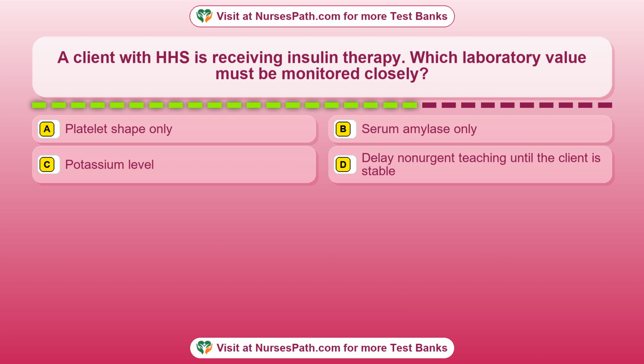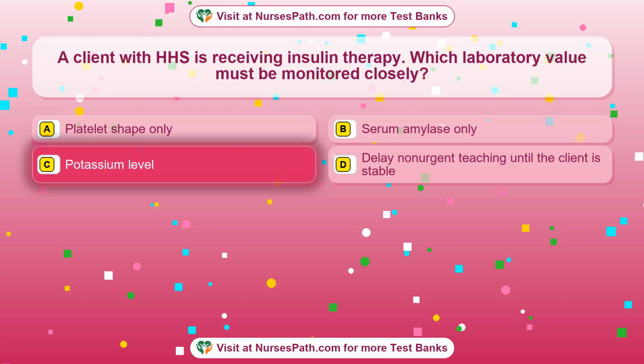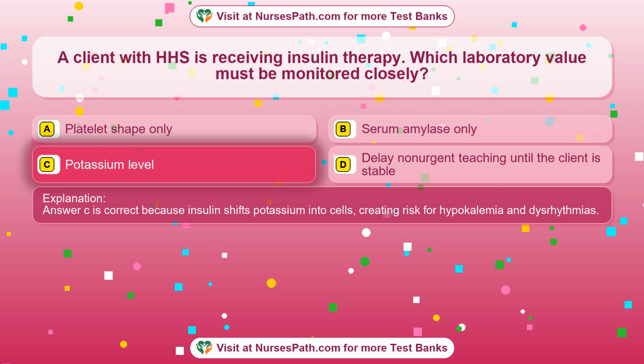Question 7. A client with HHS is receiving insulin therapy. Which laboratory value must be monitored closely? Option A, platelet shape only. Option B, serum amylase only. Option C, potassium level. Option D, delay non-urgent teaching until the client is stable. The correct answer is option C, potassium level. Answer C is correct because insulin shifts potassium into cells, creating risk for hypokalemia and dysrhythmias.